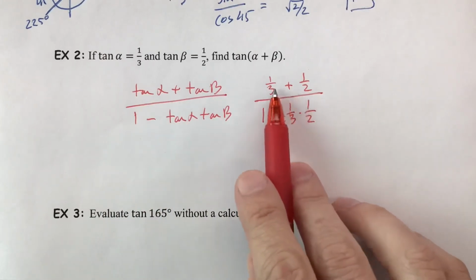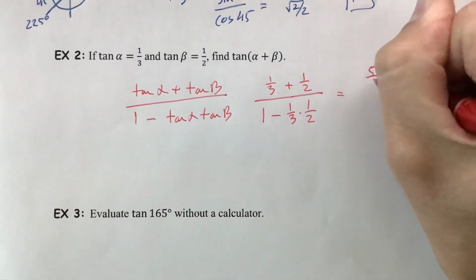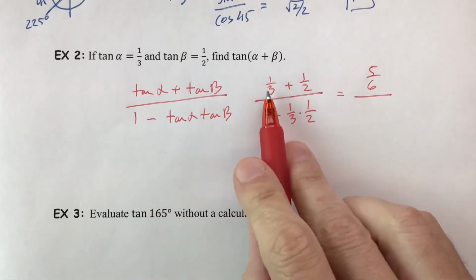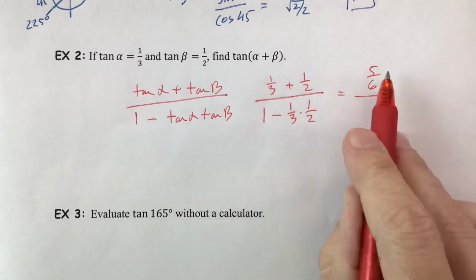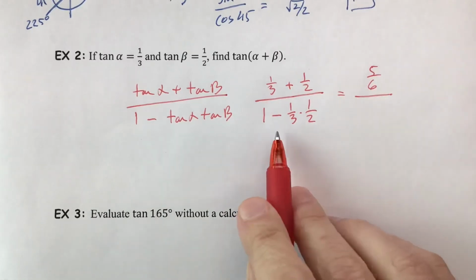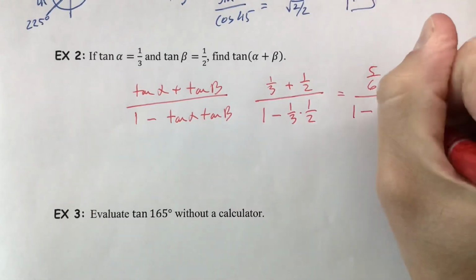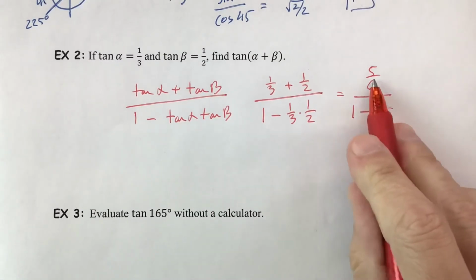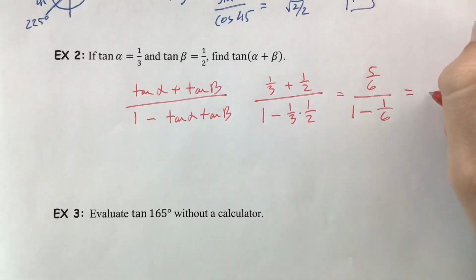We're going to add two fractions, 1/3 and 1/2. That would turn out to be 5/6. I would need to multiply top and bottom here by 2, top and bottom over here by 3, so we get 2 plus 3, which is 5/6. On the bottom, we're going to get 1 minus, the product here is 1/6. That actually turns out to be the same thing as what we have on top. That's the same thing as 5/6. So overall, this is equal to 1, just like our last answer was.